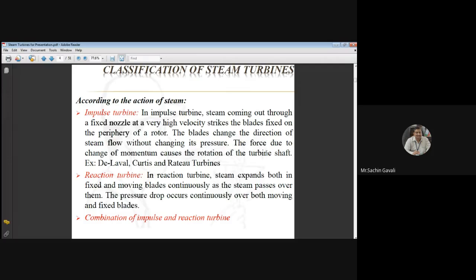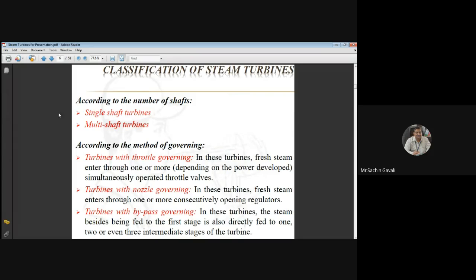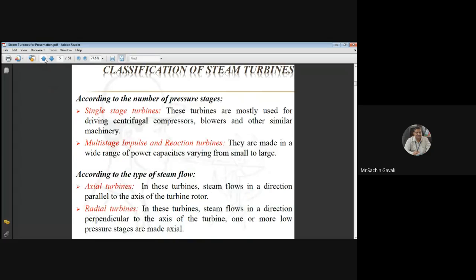Okay. So classification of steam turbines. Steam turbines are mainly classified into two categories. One is impulse turbine and another is reaction turbine.